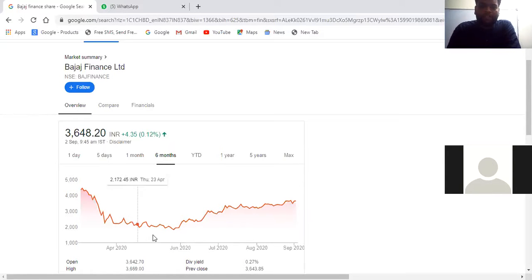If you have invested 1,800 in June, then if you are selling the shares now, today, then you are going to get 3,647 rupees.